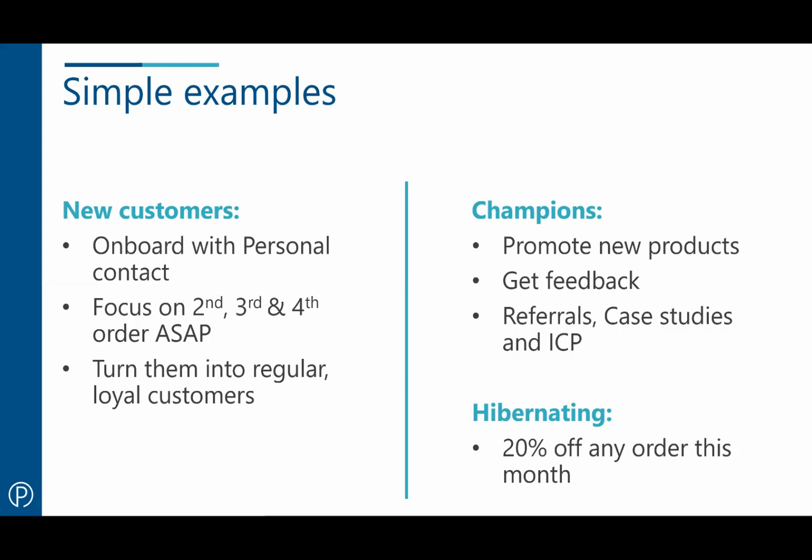And if you can identify your hibernating customers, these are the people that have bought from you in the past, have perhaps even bought regularly and of a decent value, but are not currently ordering from you. Obviously, in the current situation, there may be other reasons for that. But under normal circumstances, when we return to normal, if you can identify your hibernating customers, they're the people you should target with offers like a 20% off if you place an order this month, just to get them back into the habit of buying from you.